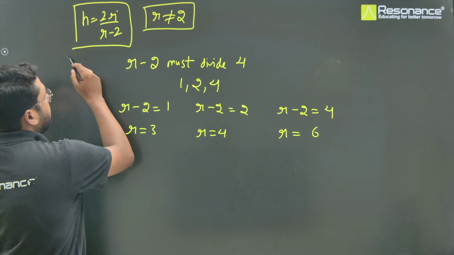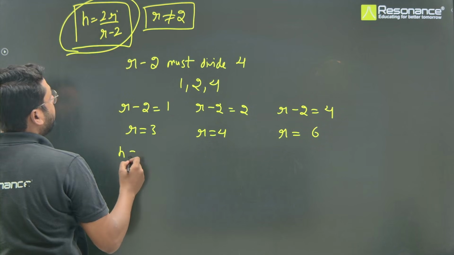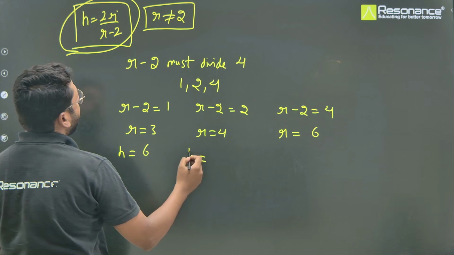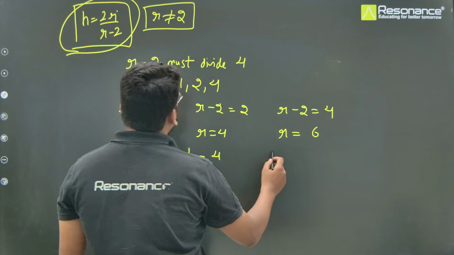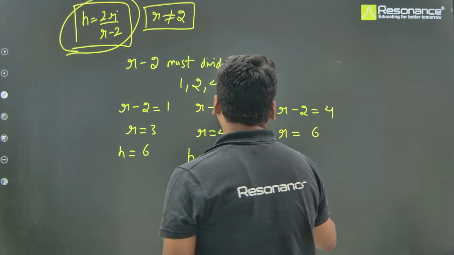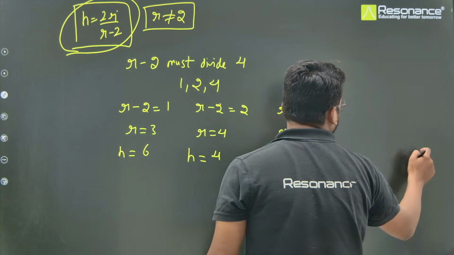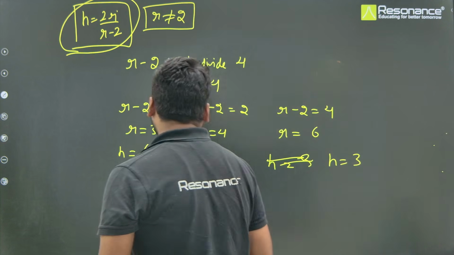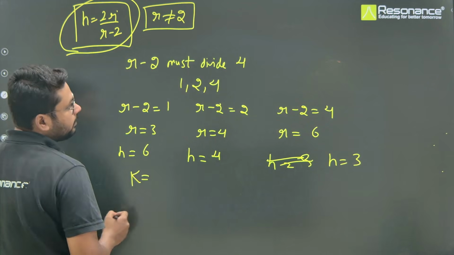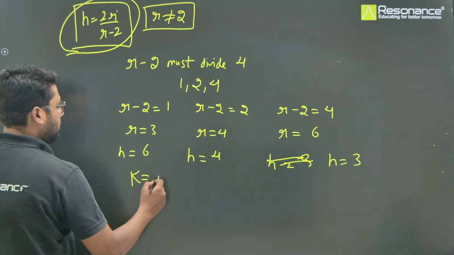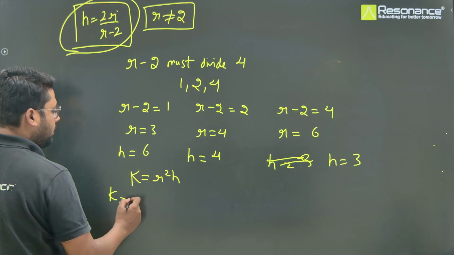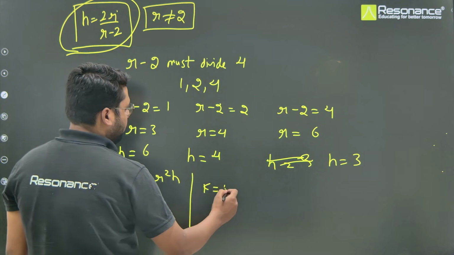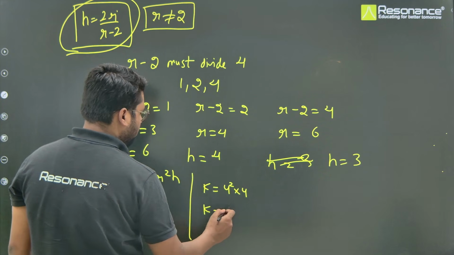So from this equation, when r is 3, h will be 6. When r is 4, h is 4. And when r is 6, h is 3. So k is r square h. If you pick the values here, 3 square into 6, that is 54. From here, it's 4 square into 4, that is 64.